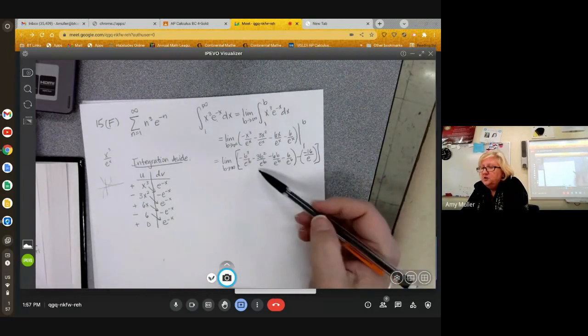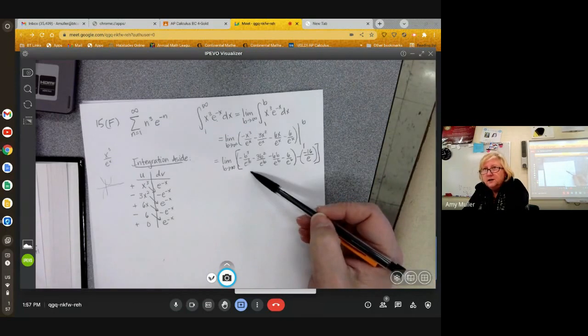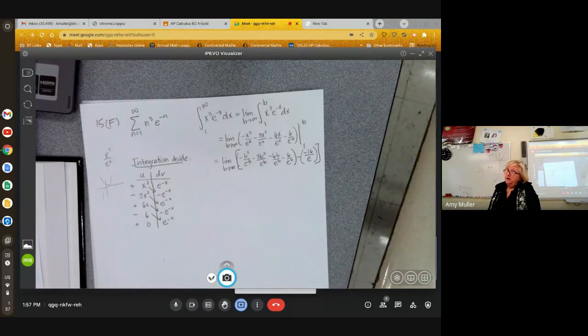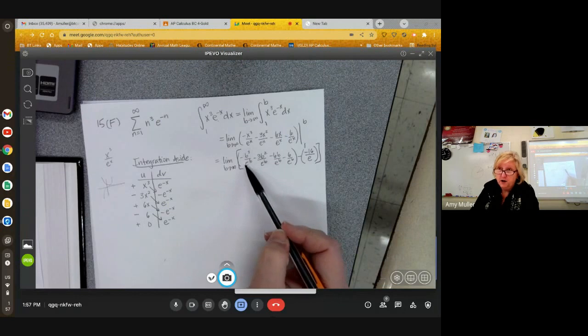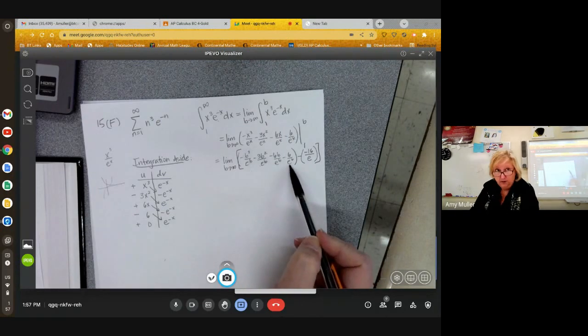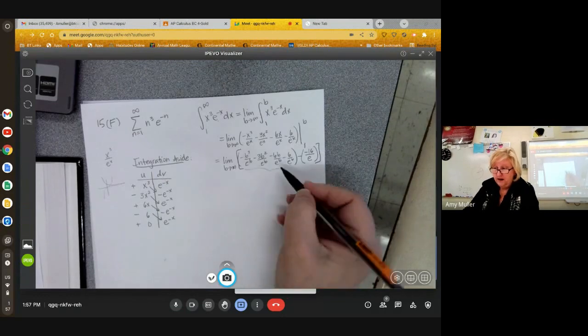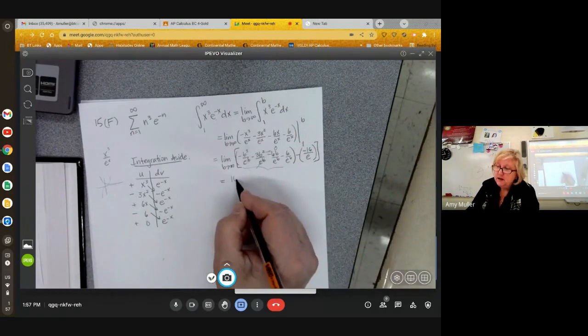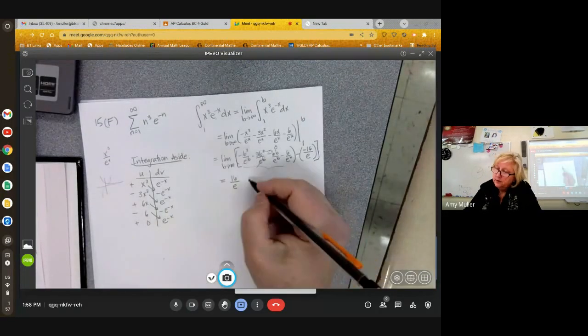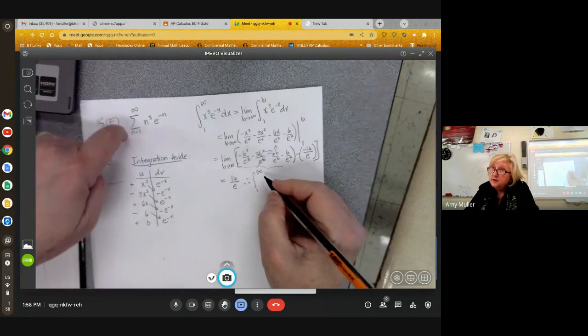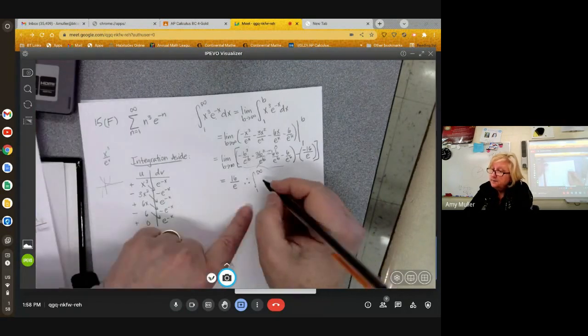Now let's talk about whether we need to do L'Hopital's for b cubed over e to the b. That's infinity over infinity. Which one's going to go away? The exponential. So this goes to 0, this goes to 0, this goes to 0, and this goes to 0. Everybody agree? So all of this madness goes to 0, and I'm left with 16 over e. Therefore, what happens to this integral? It converges. And then by the integral test, so too does this.